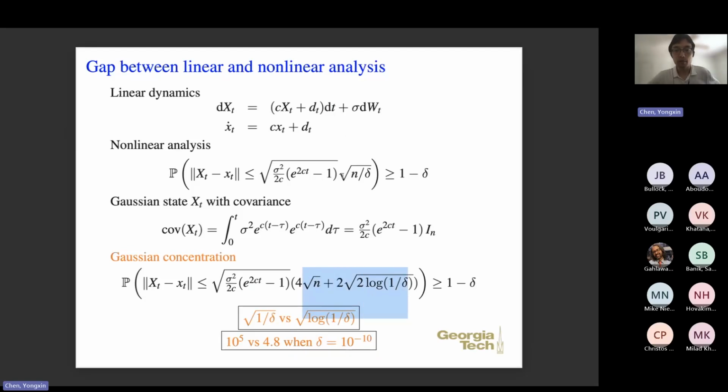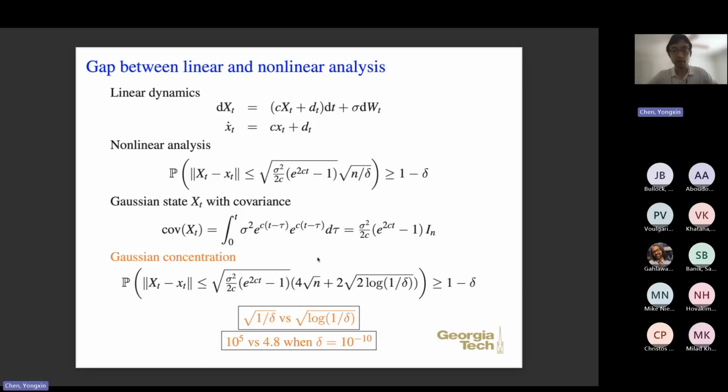Whereas the nonlinear result we got on the previous page is about 10 to the power 5. So there's a huge gap between them. Right? This result is useful, whereas this result is completely useless because the radius is way too large, so you can't say anything meaningful. So this is the situation. We have a result for general nonlinear systems, but we realize there's a huge gap between this and the linear result. So the question we ask is, is this gap fundamental?